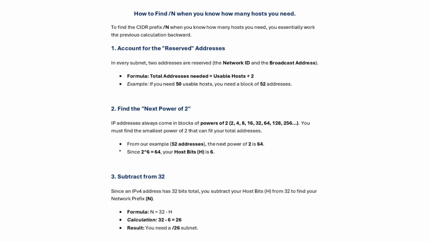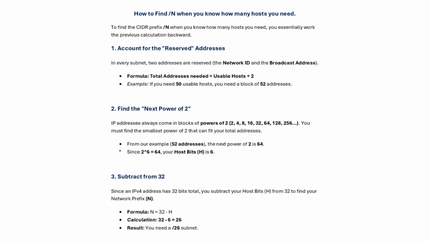To find the CIDR prefix /n, we need to do the calculation backwards, which means accounting for the reserved addresses. In every subnet, 2 addresses are reserved, which you already know: the network ID and the broadcast address. The formula would be total addresses equals usable hosts plus 2. For example, if we need 50 usable hosts, we need a block of 52 addresses.